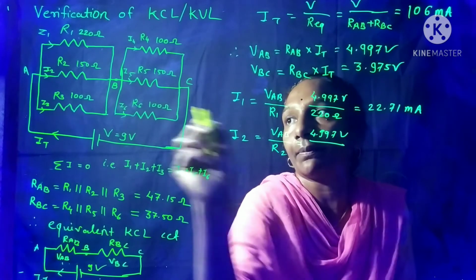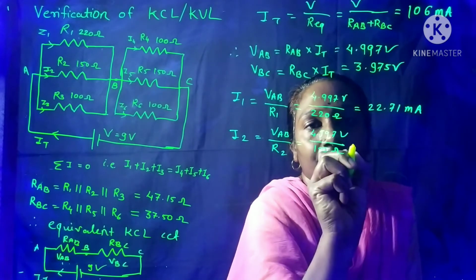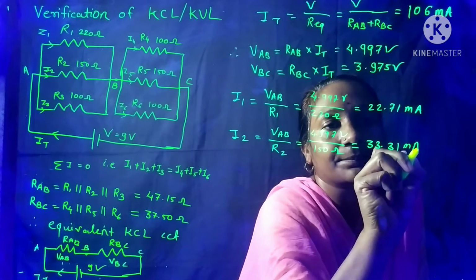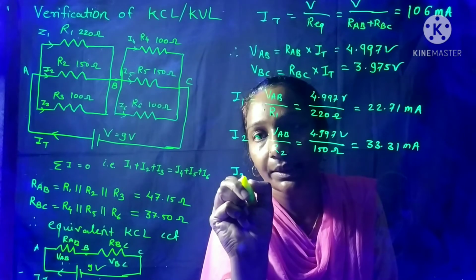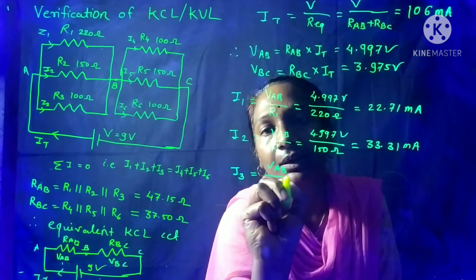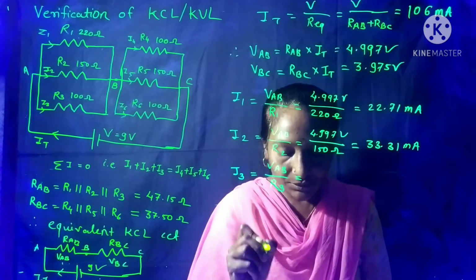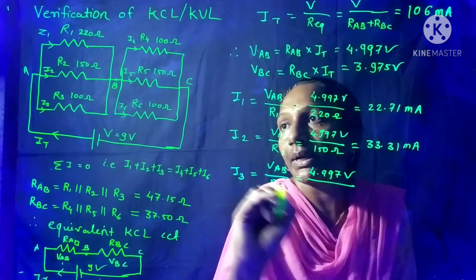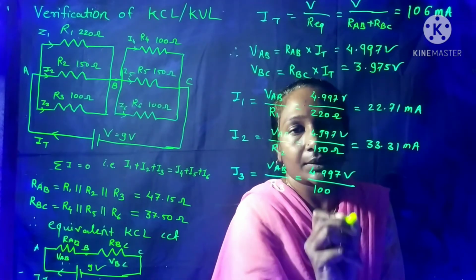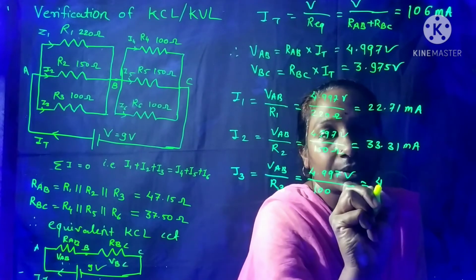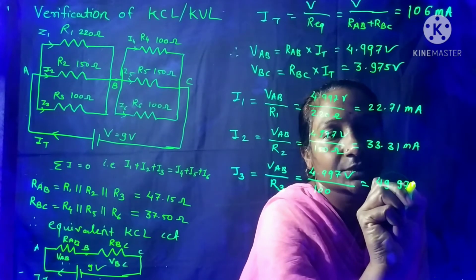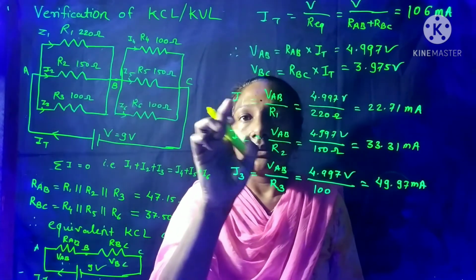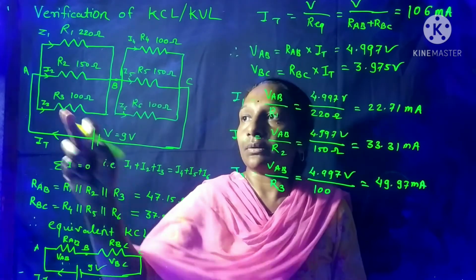Similarly, I2 is equal to VAB divided by R2, which is 4.997 volt divided by 150 ohm, equal to 33.31 milliampere. The current I3 is equal to VAB upon R3. Substituting the value, 4.997 volt divided by R3 equal to 100 ohm, is equal to 49.97 milliampere. These are the currents across the resistors R1, R2 and R3.